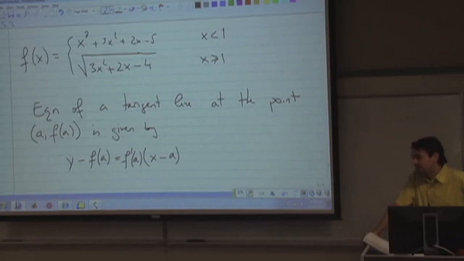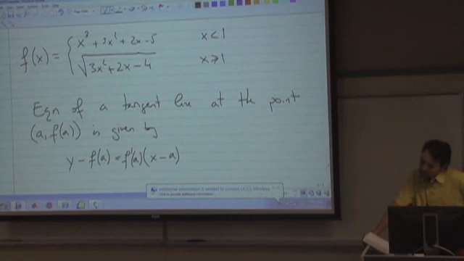Part B is going to be just a little bit of algebra. For part B, it's a little different because it says the tangent line to the point (4, 3) passes through the point (0, 2). Find f of 4 and f prime of 4.